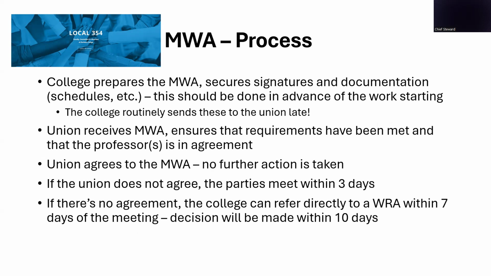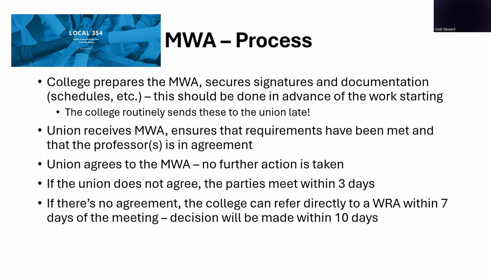So the college will prepare it. They'll get a signature from the faculty member involved, and someone from the college will sign it. And this obviously should all be done in advance of the work starting. The college does routinely send these to the union late, unfortunately. So then that MWA gets sent to the union, and we check to make sure all the requirements have been met and the faculty member wants to take the workload on. They cannot force you into a modified workload arrangement.